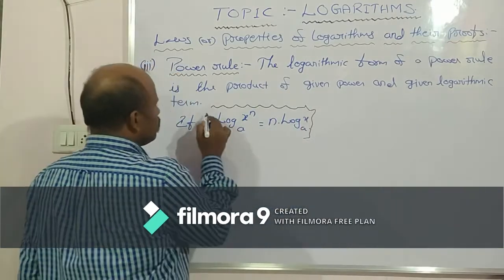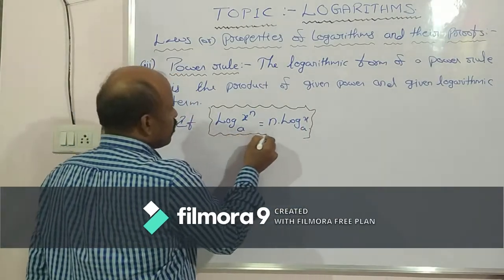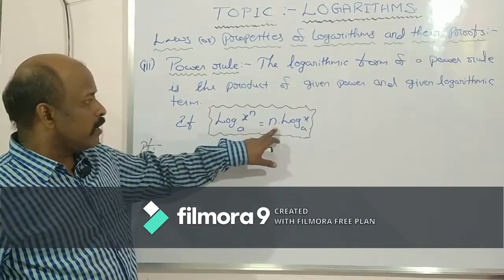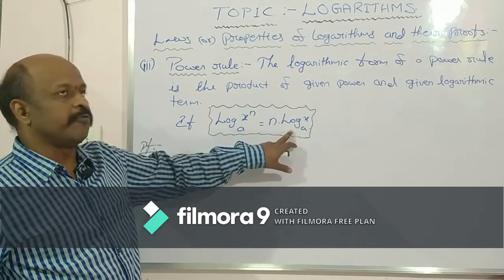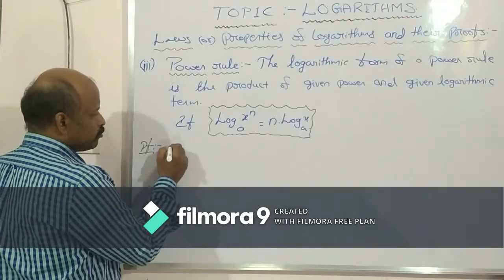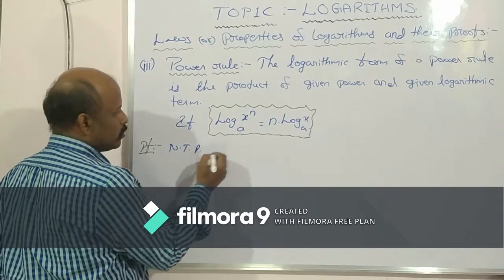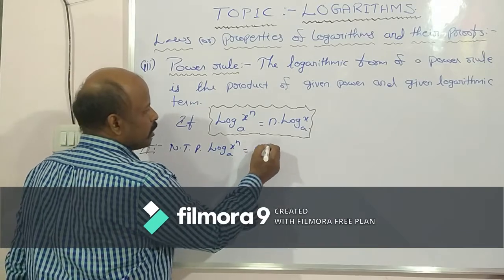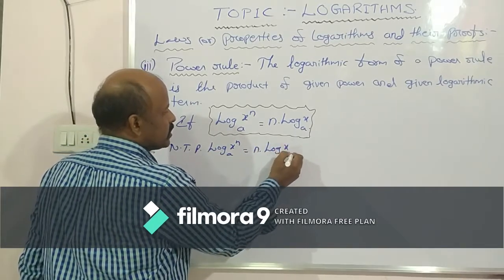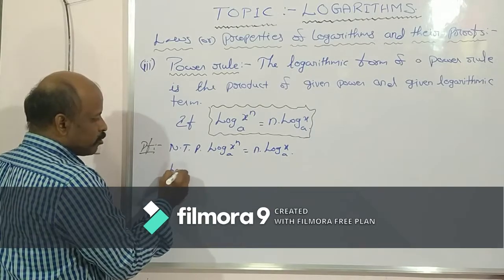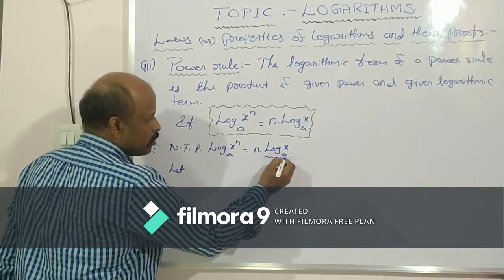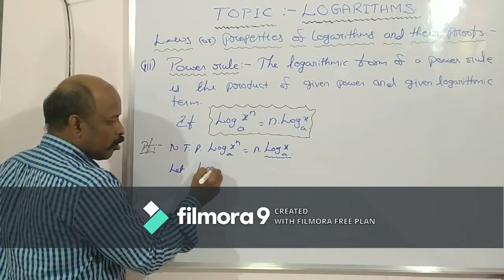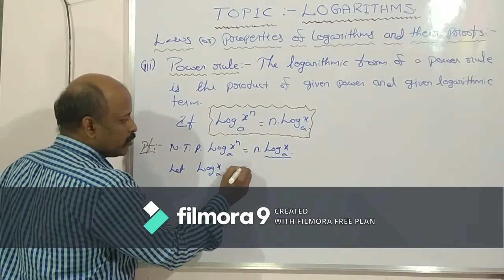So now I am going to explain the proof of power rule over here. What is the proof? N into log x base a we have to prove. So first, to prove log x power n base a is equal to n log x base a, let us take log x base a as m. Let log x base a is equal to m.